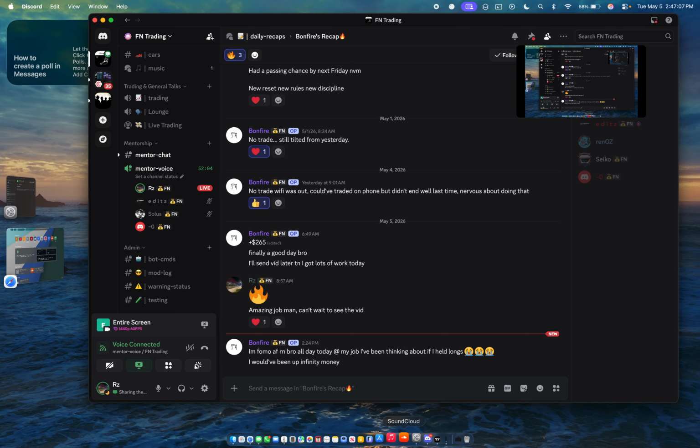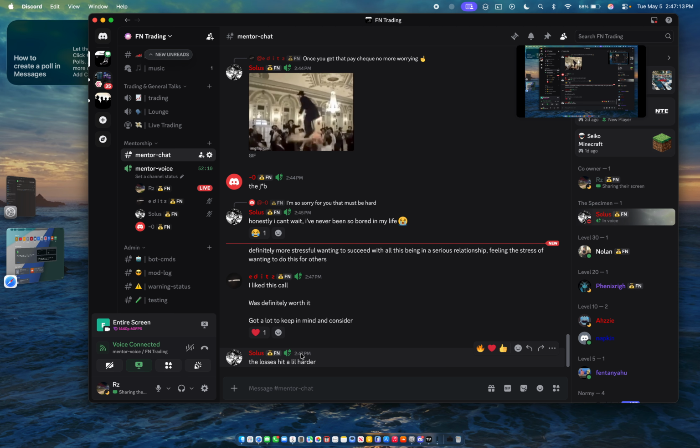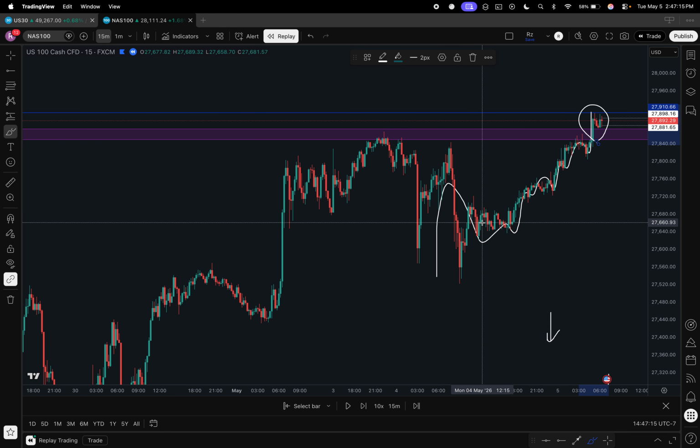But yeah, even if I wasn't Nas, there's just no way I would have basically caught anything above the blue line. I know myself. I would have panicked, closed out.